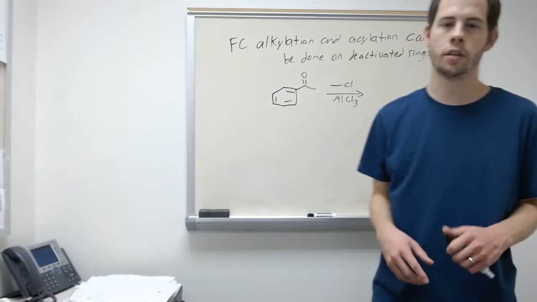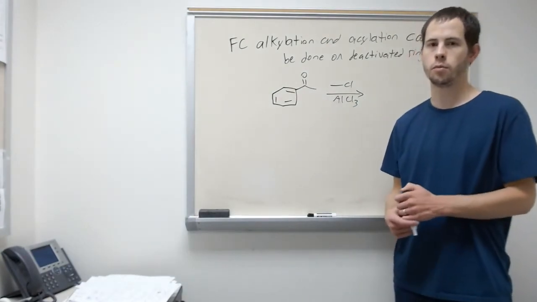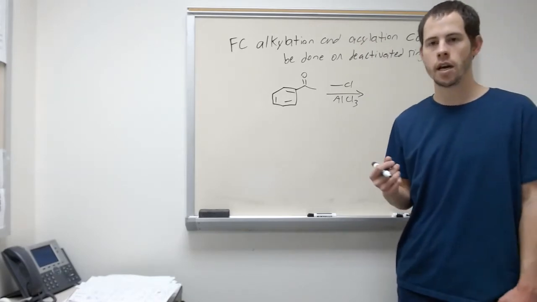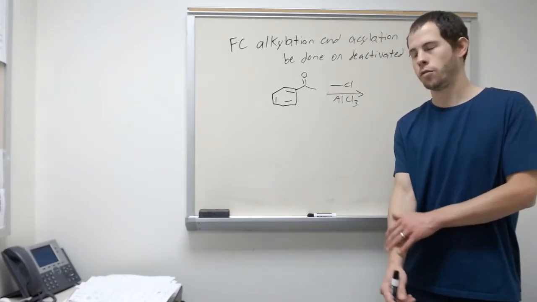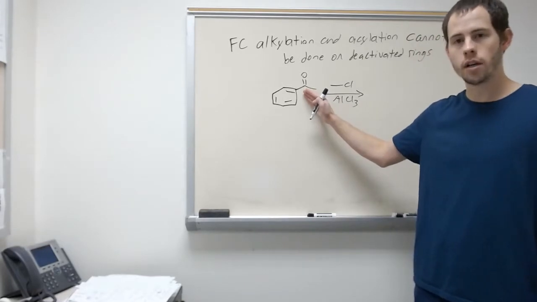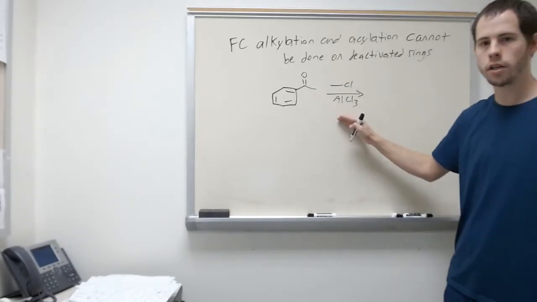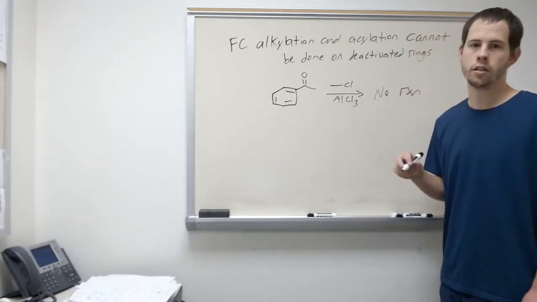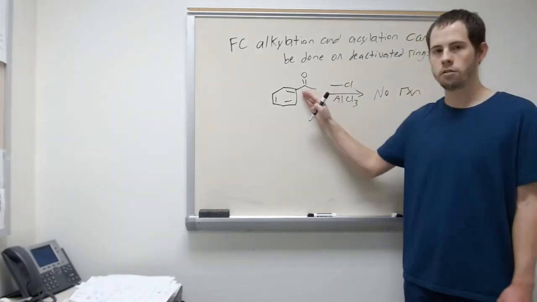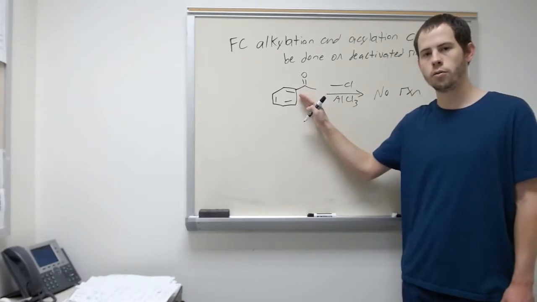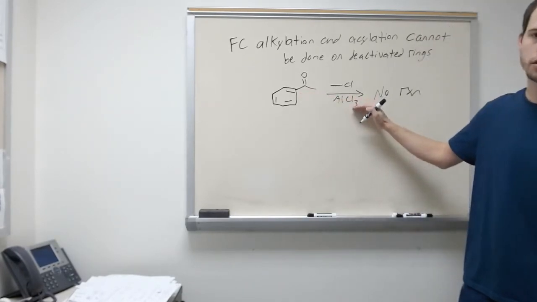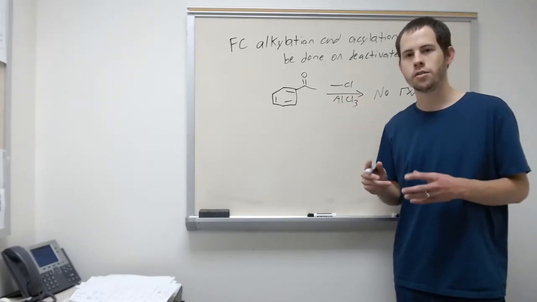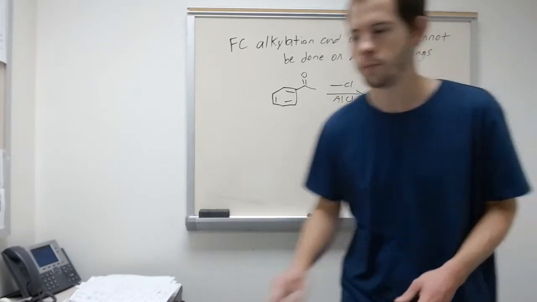All right, one more thing to say about the Friedel-Crafts reactions. Both the alkylation and the acylation cannot be done on deactivated rings. And so if we have something like this ketone here, and we try and do a Friedel-Crafts alkylation, we're going to get no reaction. And that's because when we deactivate the ring, it's not as good of a nucleophile. And in the Friedel-Crafts reactions, this isn't an extremely reactive electrophile, and so therefore we get no reaction.